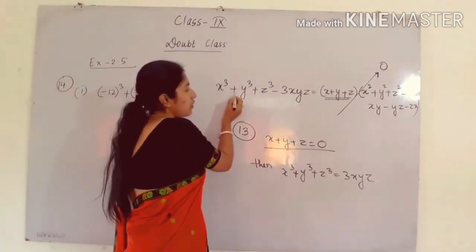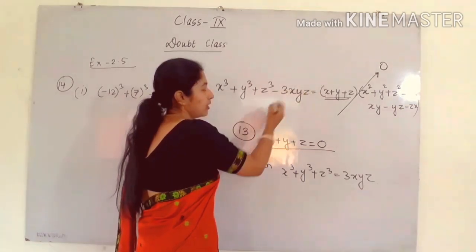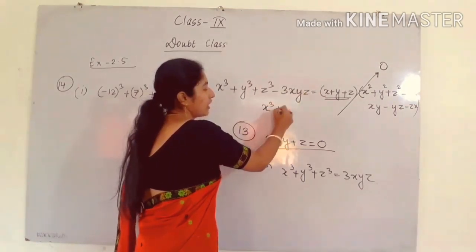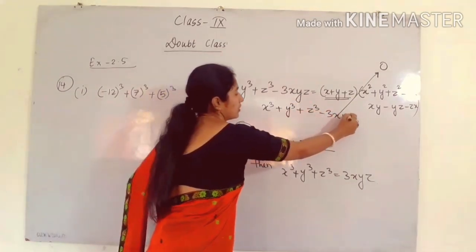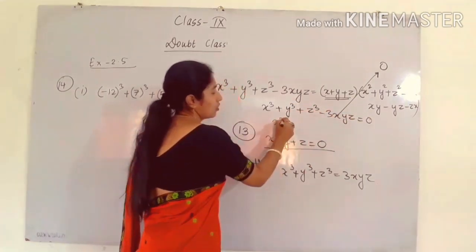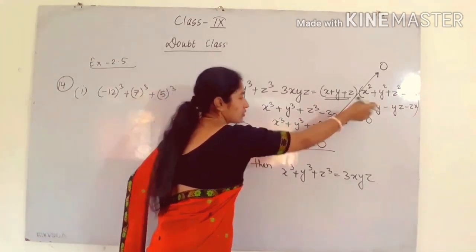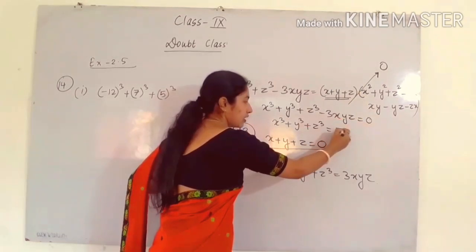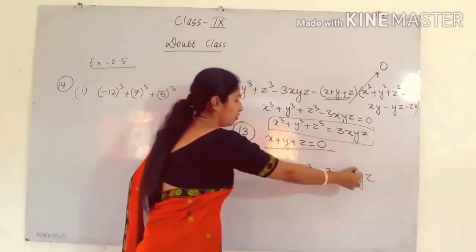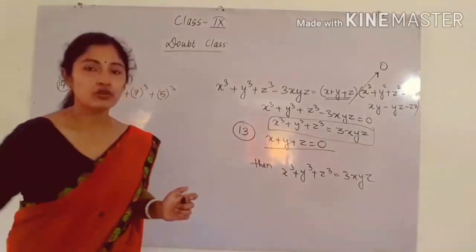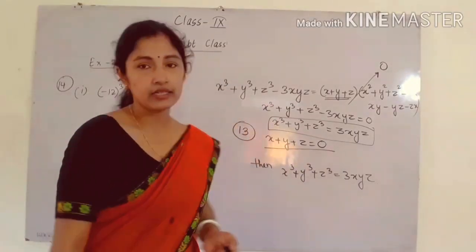x cube plus y cube plus z cube minus 3xyz is equal to 0. So what we can write from this equation? We can write that x cube plus y cube plus z cube is equal to, when we transfer minus 3xyz to that side, it will become plus 3xyz, which we have to prove here. Okay. So this question you have to do using this identity.